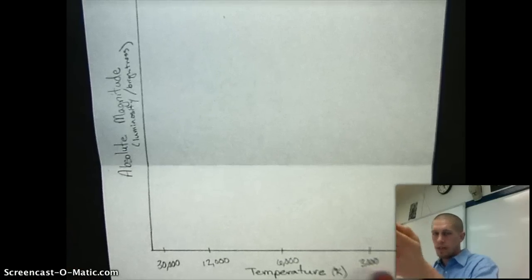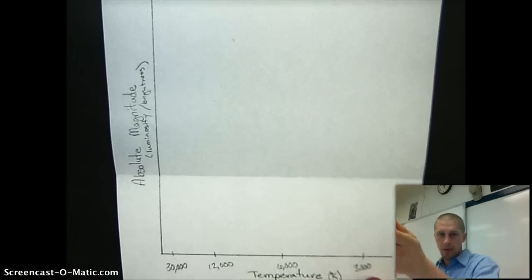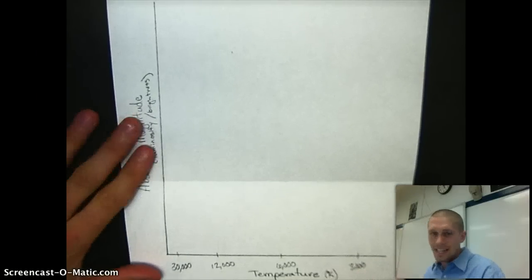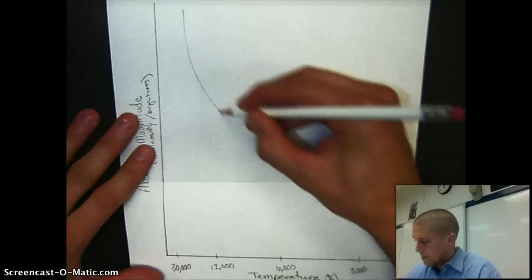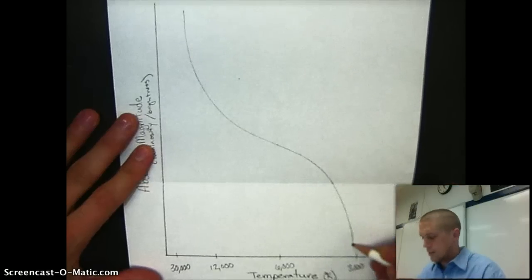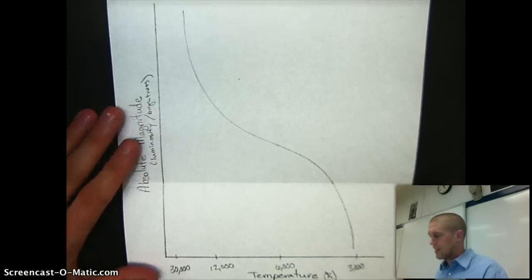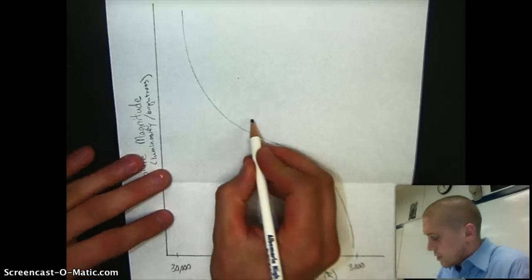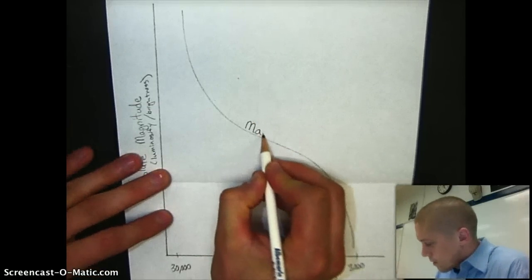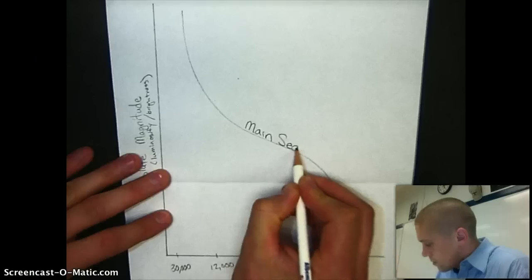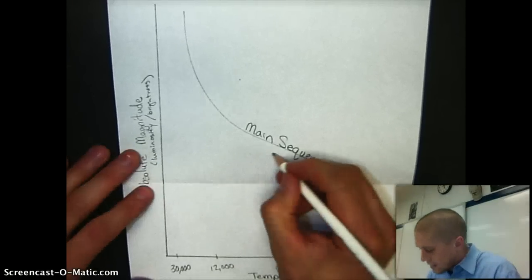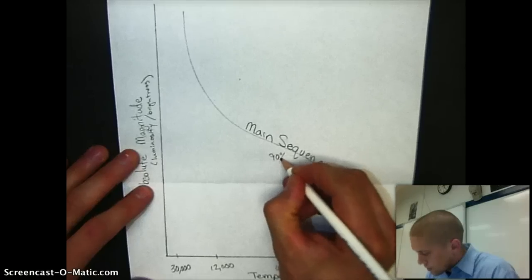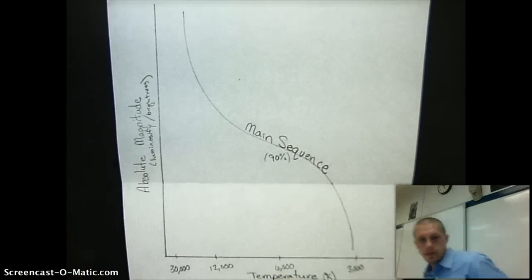So in pencil, I'm just going to sketch a little bit where they found 90% of the stars to be. And that was along this line. This line they call the main sequence. Main sequence stars, 90% of stars. All right?